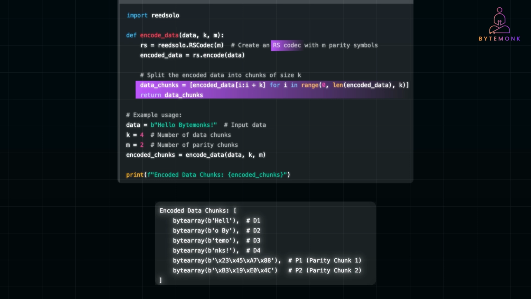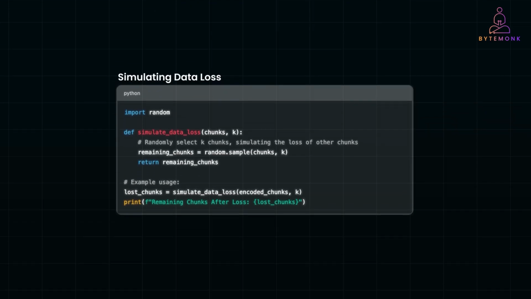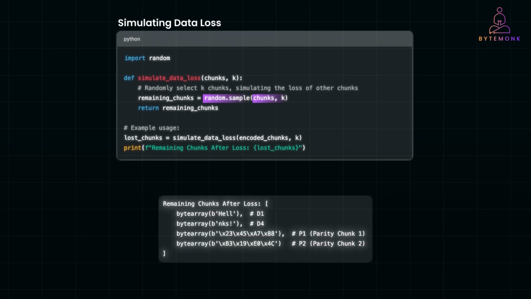Alright, now that the data is split into 6 chunks, let's simulate data loss. Here, we randomly lose some chunks to mimic a real-world failure scenario. The random.sample function removes some chunks while retaining enough to reconstruct the data, which is k chunks. And here is the output of the remaining chunks after loss. As you can see, we have lost 2 chunks.